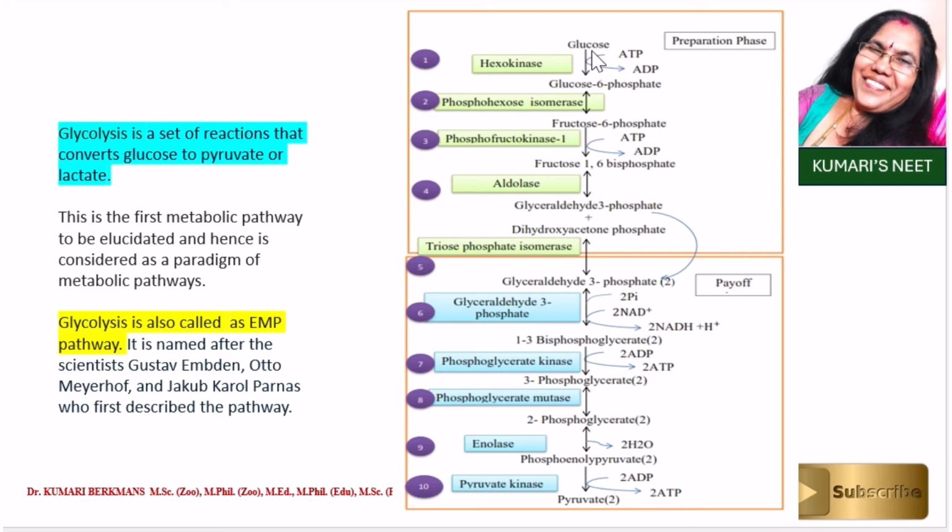So this is the reaction which is happening during glycolysis. This is the preparation phase. Up to here is the preparation phase, and here it is the payoff. Payoff in the sense that the ADP molecules are converted into ATP molecules, where the energy is produced at this part. Okay, this is the reaction that takes place during glycolysis.